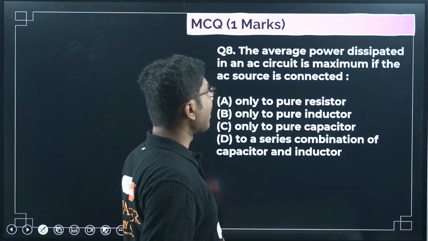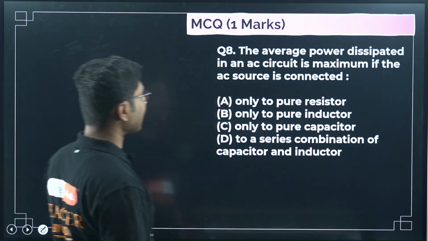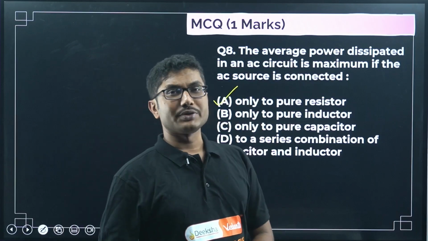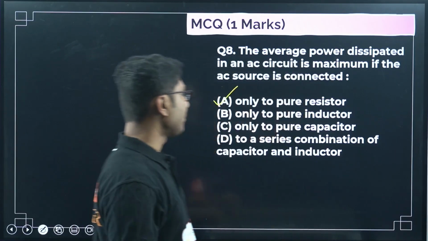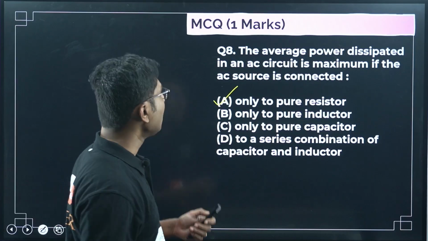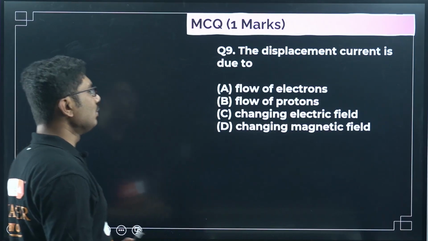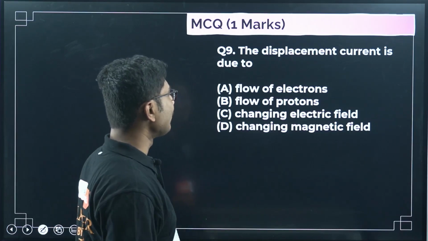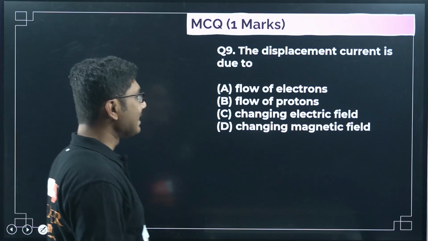The average power dissipated in an AC circuit is maximum if the AC source is connected to a pure resistor. Okay, so only when a pure resistor is connected, then power dissipated is maximum. You have to remember this option. Next question, the displacement current is due to, now this is a new question, displacement current is due to flow of electron, flow of proton, changing electric field, changing magnetic field.